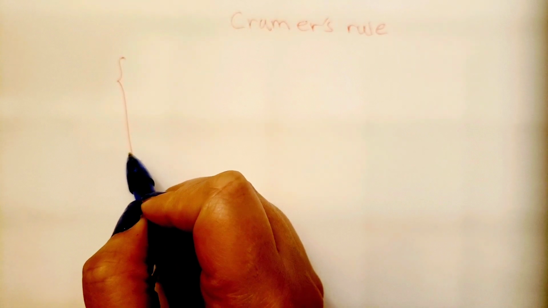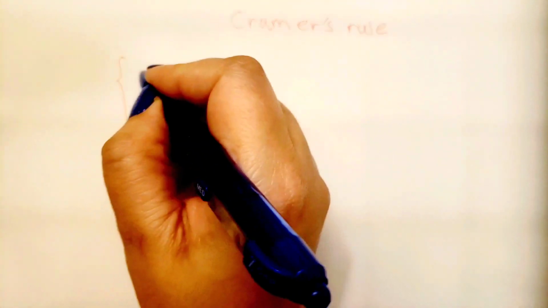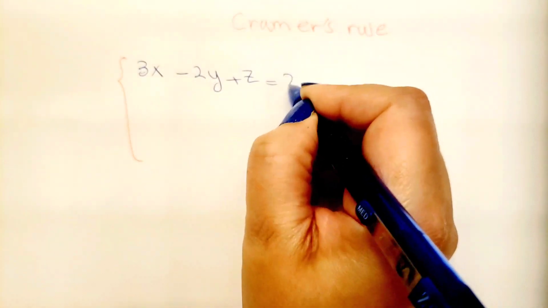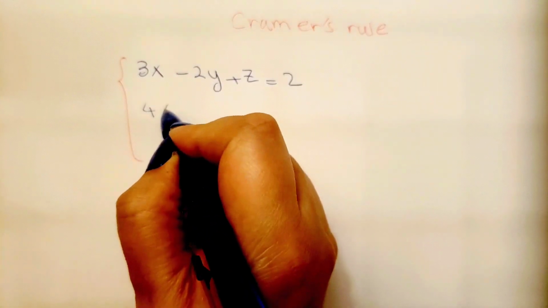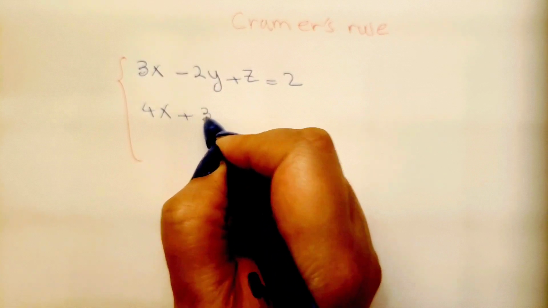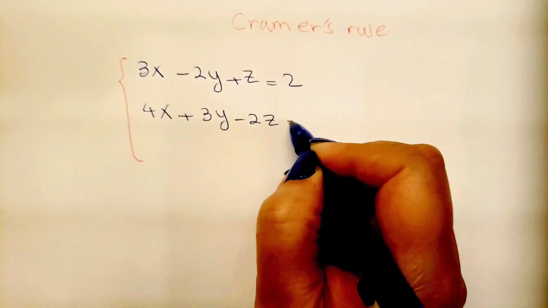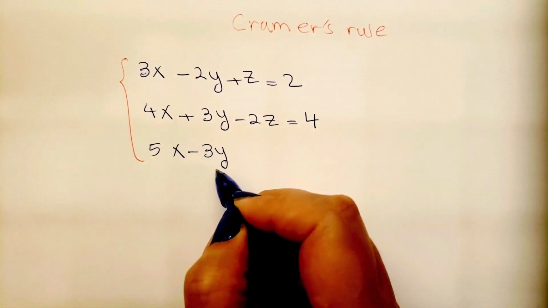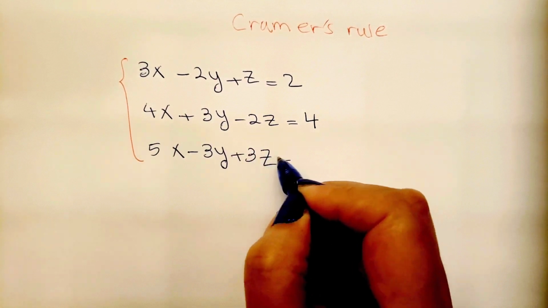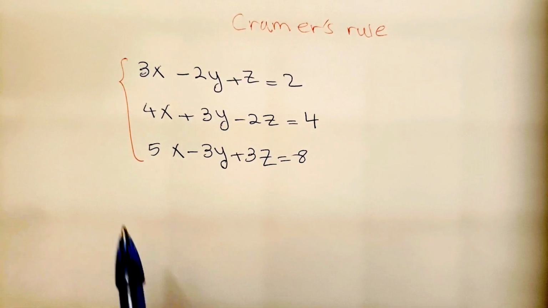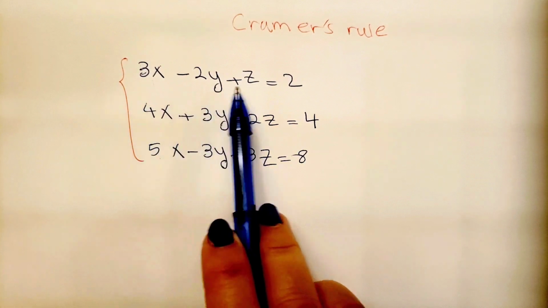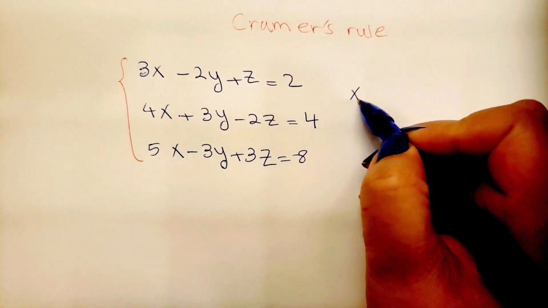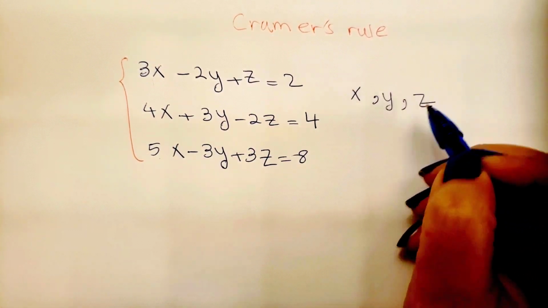So here, the first equation would be 3x minus 2y plus z equals 2. The second equation would be 4x plus 3y minus 2z equals 4. And the third one would be 5x minus 3y plus 3z equals 8. So here I have three equations and three unknown variables. My unknown variables, which I have to solve for, are x, y, and z.